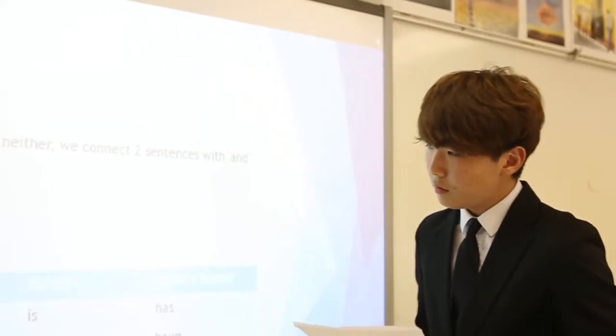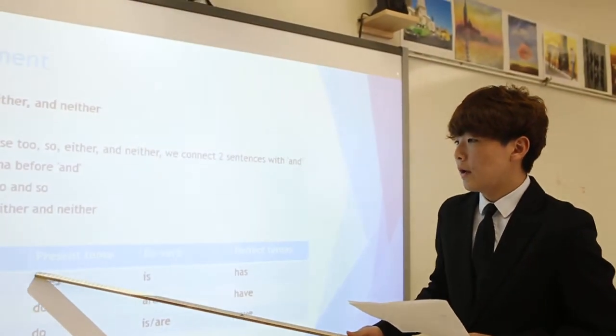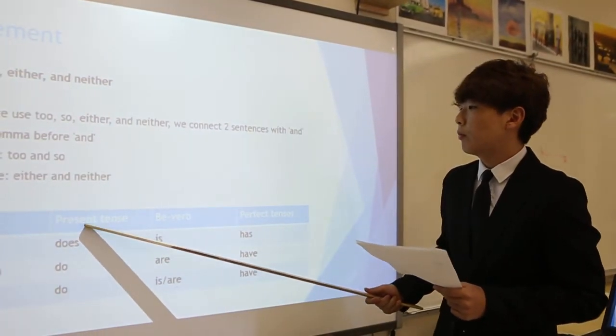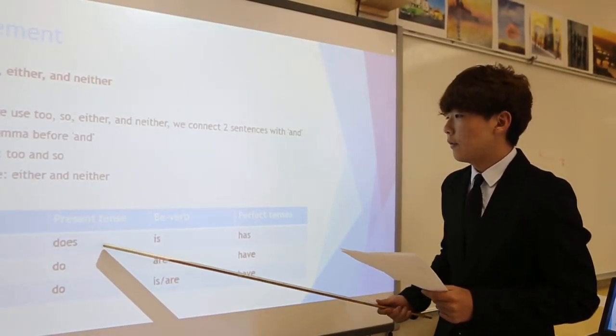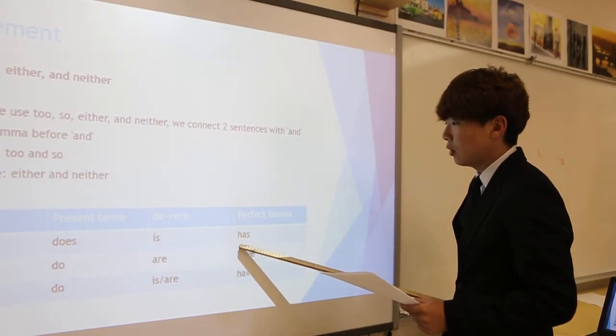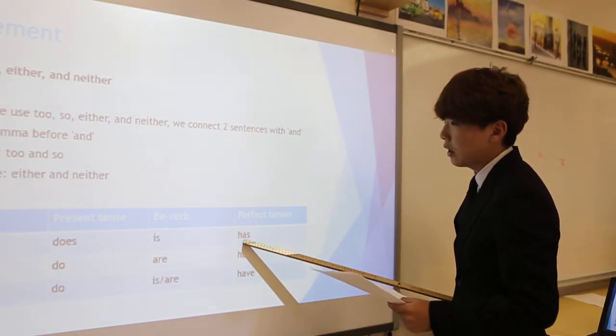Too and so are used for positive meaning in the sentence, and either and neither are used for negative meaning in the sentence. Also, it depends on the verbs. If the noun is first person, and if it is present tense, then we need to use does. And if it is be verb, then we need to use is. And if it is perfect tense, then we need to use the have verb, which is has.